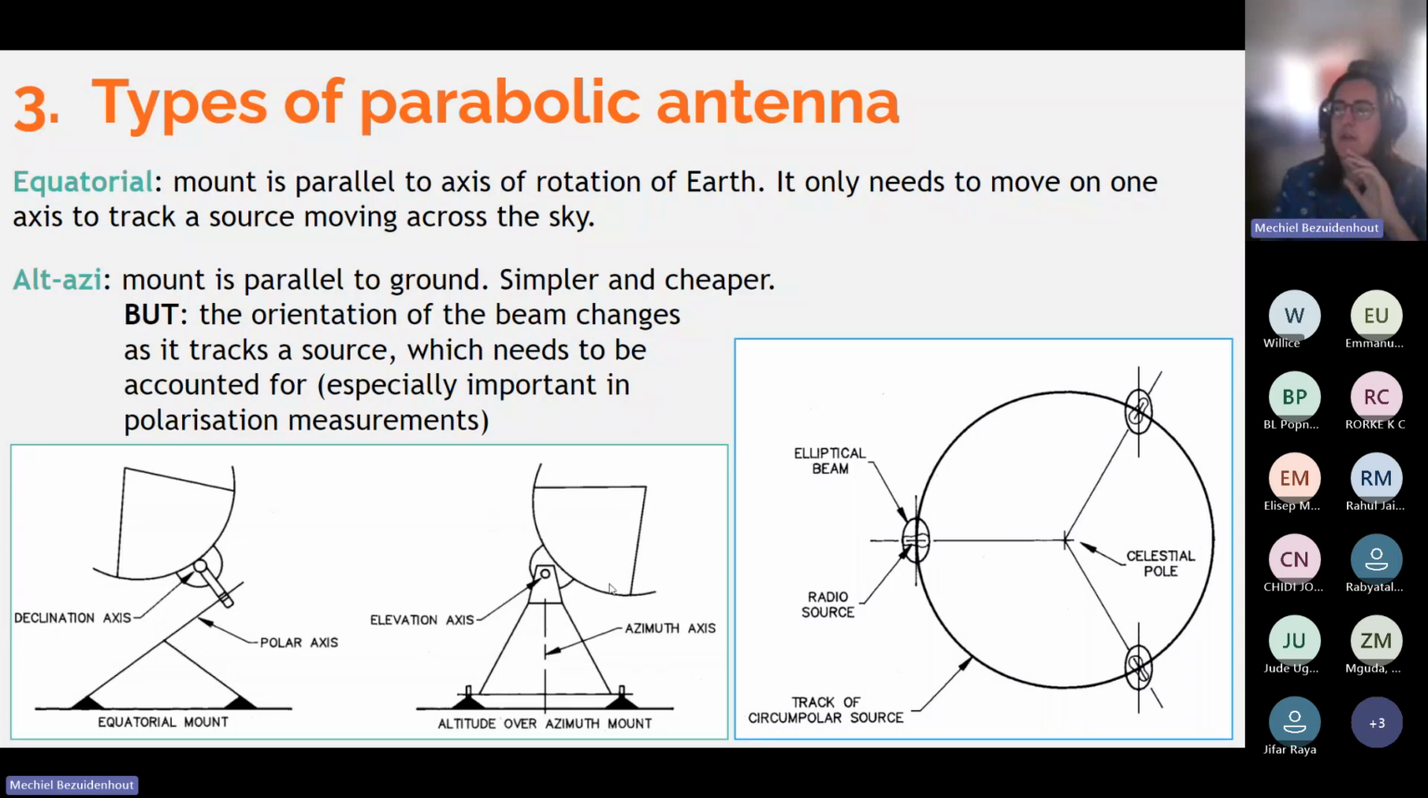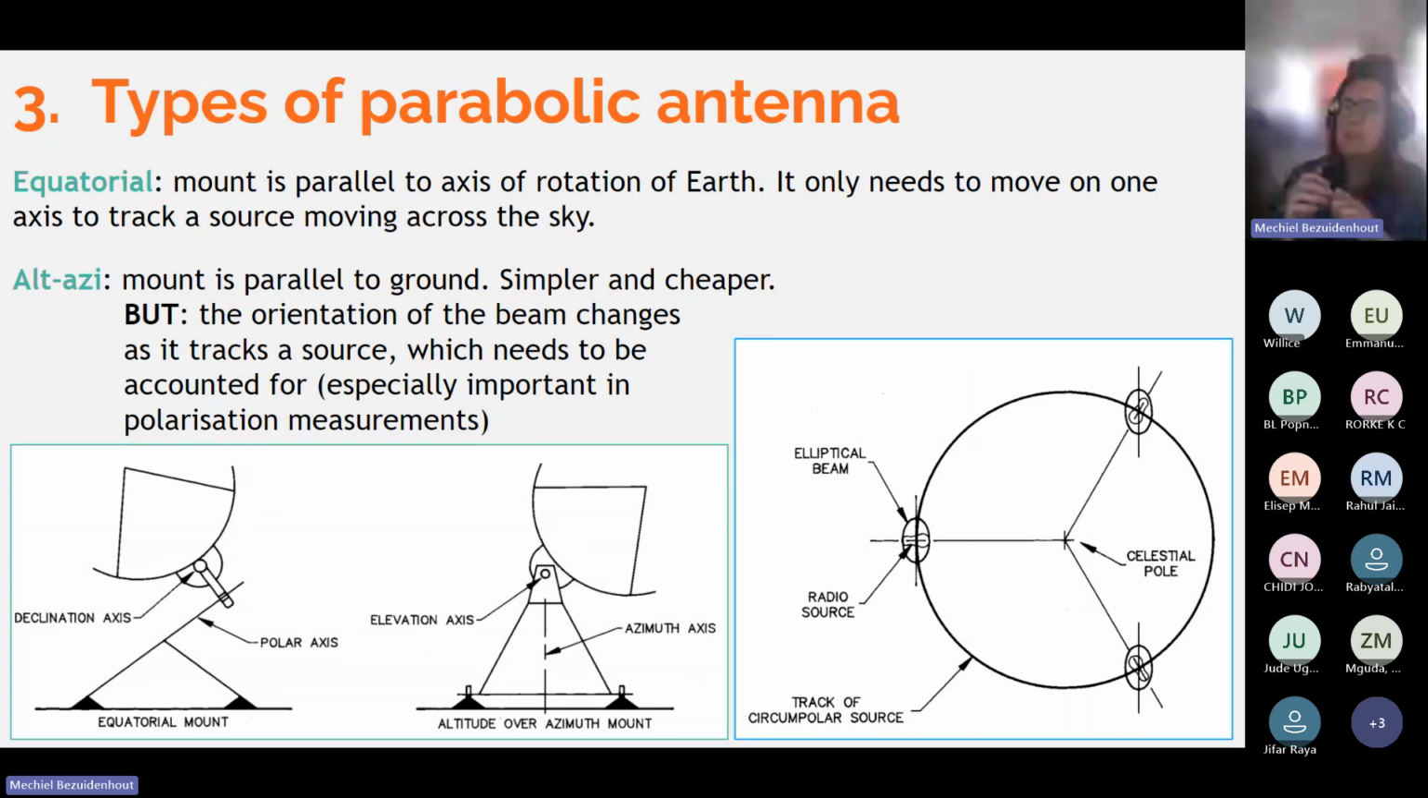So this altitude azimuth version is the cheaper type of mount. If you have done any kind of stargazing, amateur astronomy stuff, you can buy altitude azimuth telescopes fairly cheaply, but equatorial telescopes are always going to be more expensive. So the MeerKAT is an old telescope.